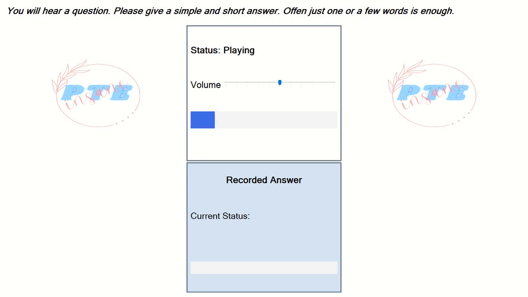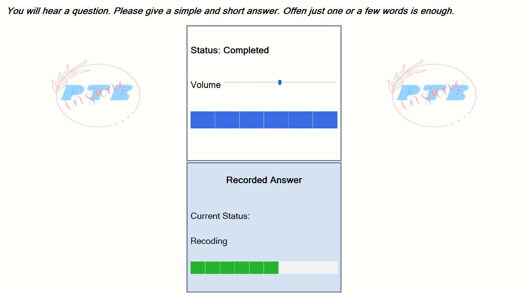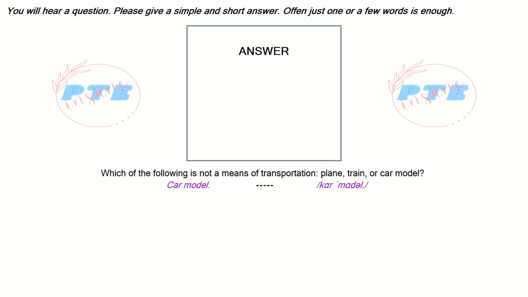Which of the following is not a means of transportation: plane, train, or car model? Car model.